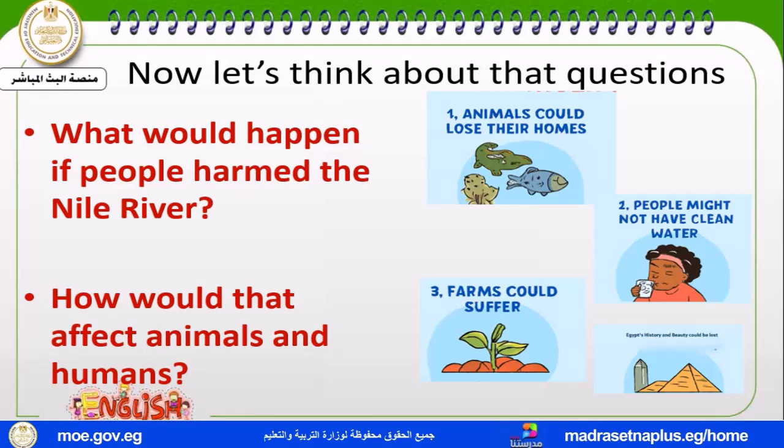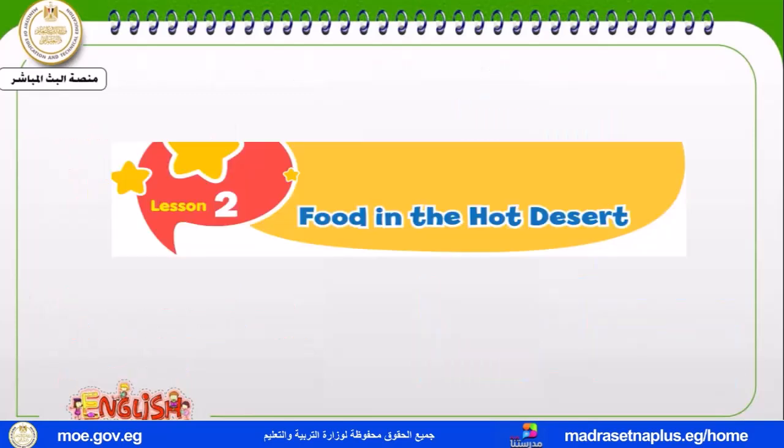Now, let's move to something else. Let's move to the desert. We have learned about life in the Nile River, and now let's learn about food in the desert. Do you think there is food in the desert? Follow me and you will know.